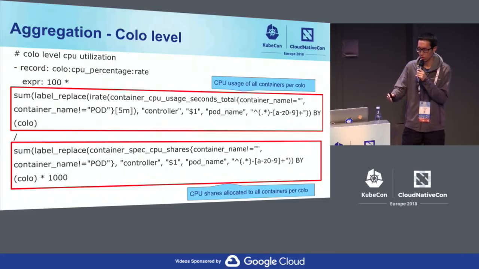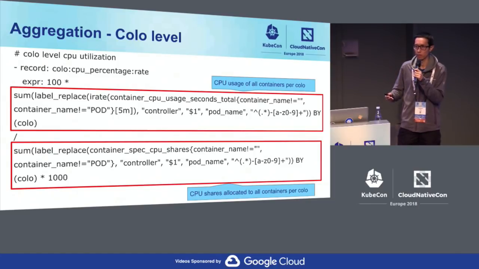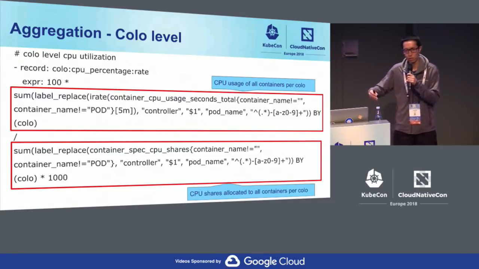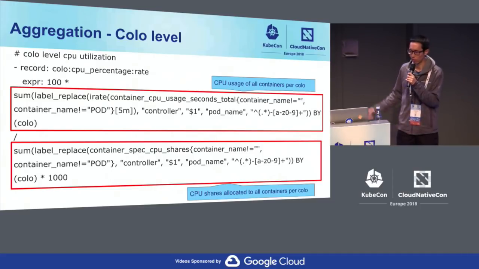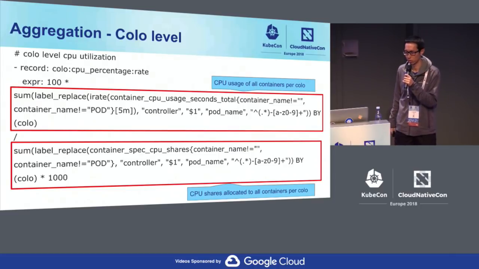In the bottom, we use a metric called container_spec_cpu_shares. This is a metric that gives us the CPU allocated to a container. Similarly, we sum this up for all the containers in one Colo, and with all these, we can derive the CPU utilization.